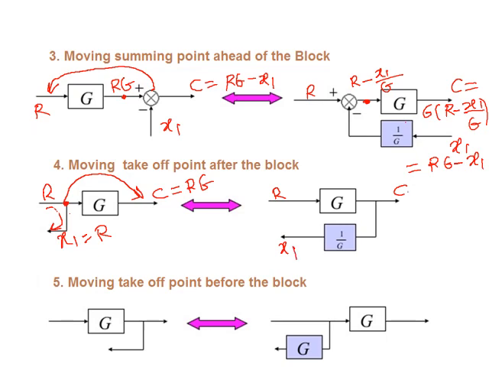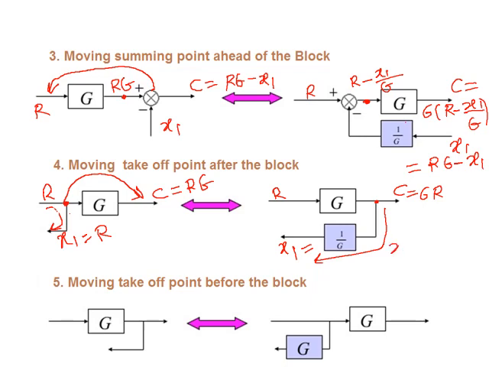So what will be the output here? Output is equal to gain times input, so I will write GR. What about this point? The output at this node will be the same: C is equal to GR. Now what will be x1 here? We have to check. x1 will be 1 by G times this output.